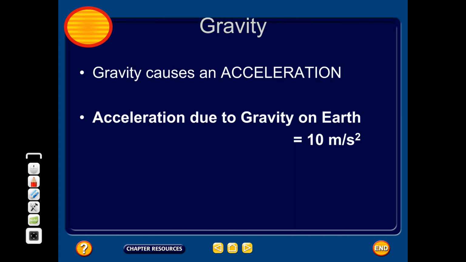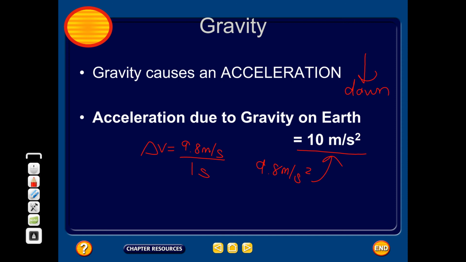Well, how is it going to move? What's going to happen? Gravity causes an acceleration. It always causes an acceleration downwards. And it's always equal to, the correct answer is 9.8 meters per second squared, but you're perfectly allowed to just say 10 meters per second squared. I mean, most people do. So gravity will always accelerate an object 9.8 meters per second squared. What does that mean? It's going to change the velocity 9.8 meters per second every single second.